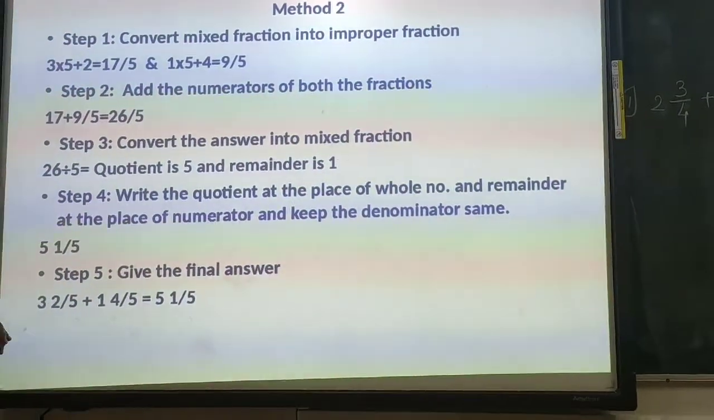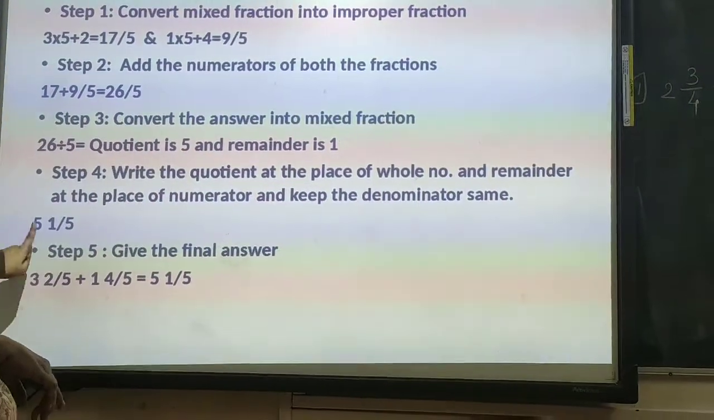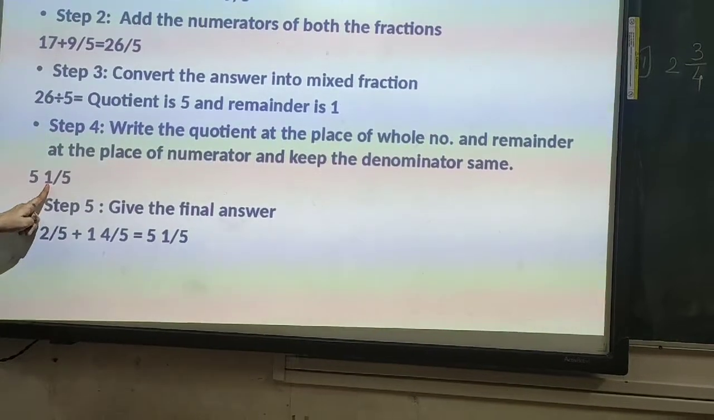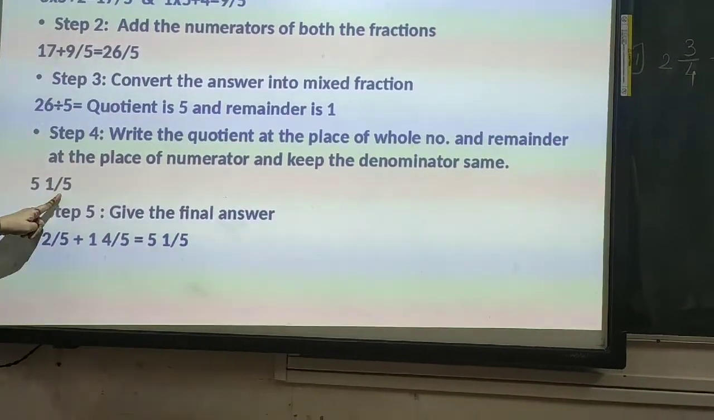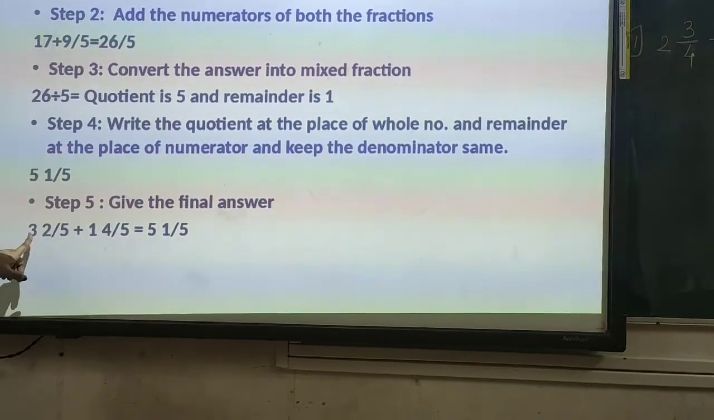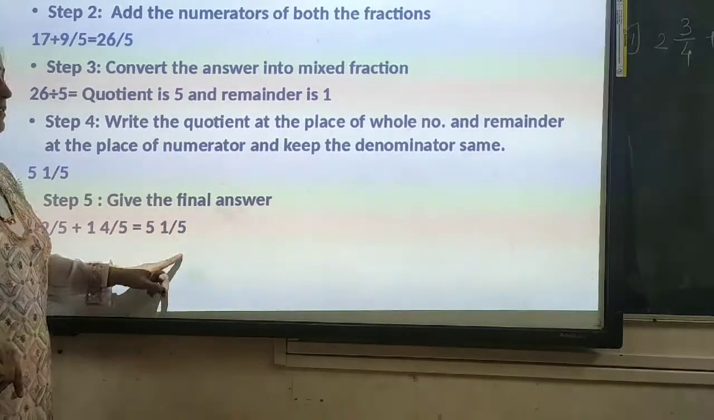Now what is our next step? Write the quotient at the place of whole number. Write the remainder at the place of numerator and keep the denominator same. So what is the answer? 5 1 by 5. So what is our answer? 3 2 by 5 plus 1 4 by 5 is equal to 5 1 by 5.